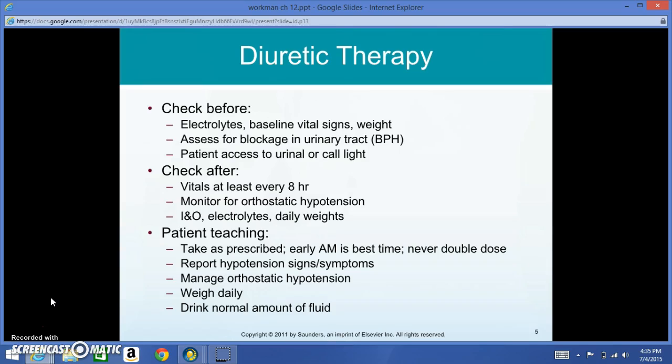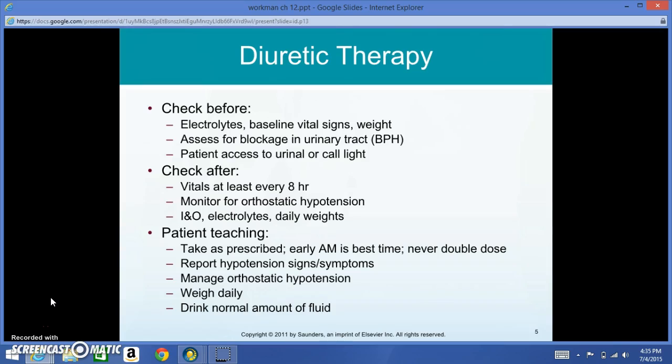And you want to make sure, for safety reasons, that the patient has access to a urinal or a call light, because if we're increasing the patient's urge to use the bathroom, we are increasing the patient's fall risk. And if we don't have those safety measures in place, the patient could subsequently hurt themselves attempting to go to the bathroom on their own. And after the fact, you want to check the vitals every 8 hours. You want to monitor for orthostatic hypotension.